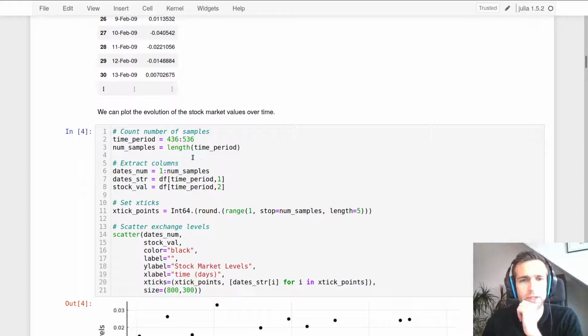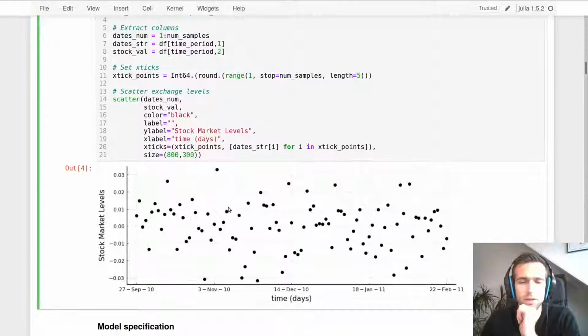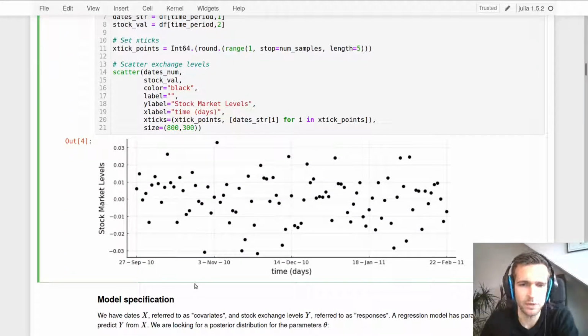So I'm going to look at a particular time period in that data set, the 436th up until the 536th sample. These are the last 100 samples. If I plot those values over time, you can see here on the x-axis the dates, the 27th of September 2010 up until the 22nd of February 2011, and on the y-axis we have stock market levels. You can see that there's quite a lot of variation in these levels. So we're going to apply a regression model to this data to determine, as I said earlier, a positive or a negative trend.